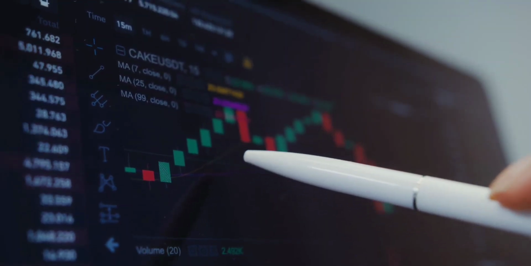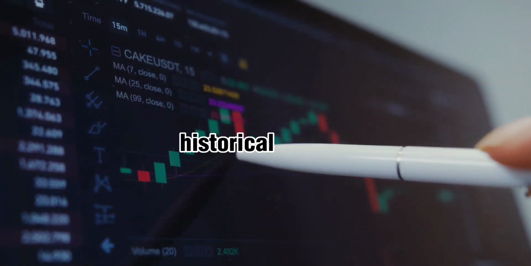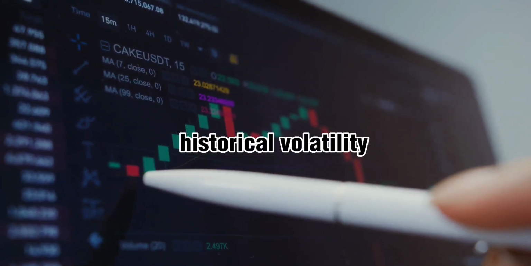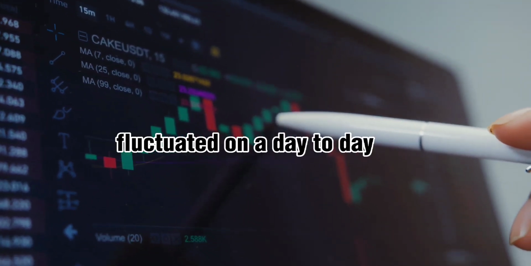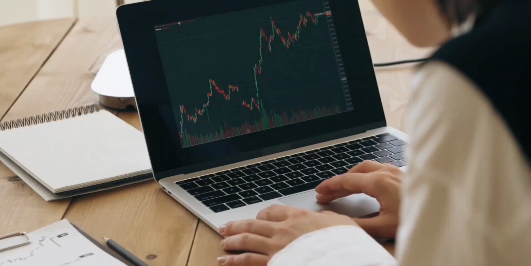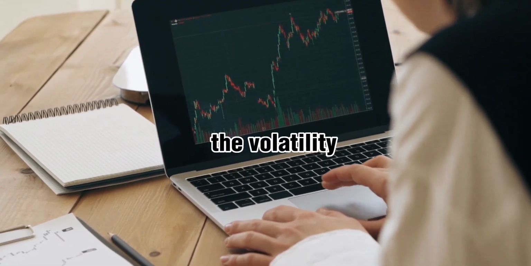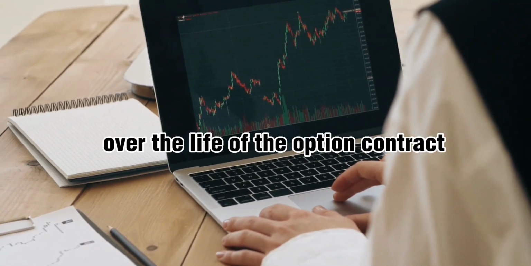As an individual trader, you really only need to concern yourself with 2 forms of volatility: historical volatility and implied volatility. Historical volatility represents the past and how much the stock price fluctuated on a day-to-day basis over a 1-year period. Implied volatility is based on what the marketplace is implying the volatility of the stock will be in the future, over the life of the option contract.